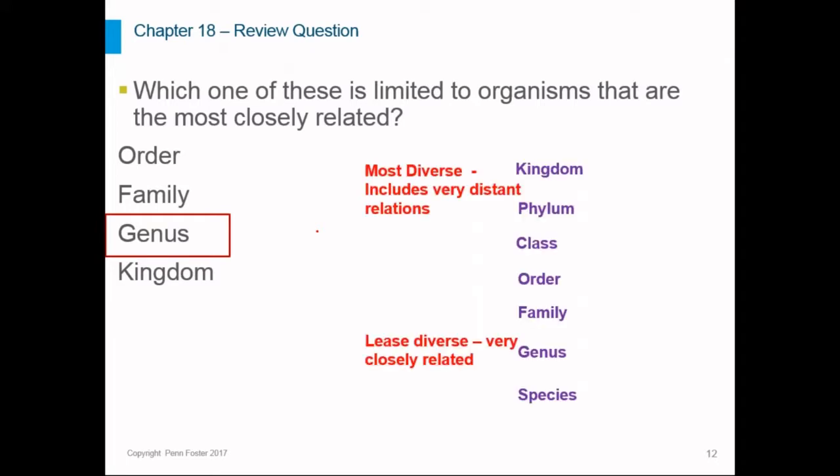So let's just review this idea. These are our 7 levels. The ones at the top are most diverse. They include very distant relations. Remember, the animal kingdom has everything from wolves to ladybugs to fish. They're all over the place. And then we get more specific and more closely related until we get down to genus, which is very closely related, and species, which is just one individual species of animal.